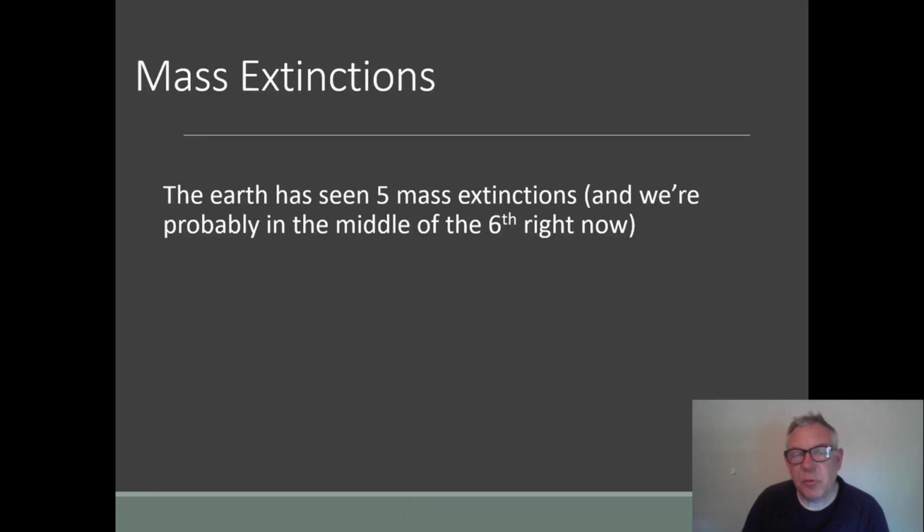Okay, one of the last sort of interesting things to talk about as far as the history of life on Earth are mass extinctions. From the fossil record, we can see 5 mass extinctions where large numbers of organisms died off. And we are very likely in the middle of the 6th mass extinction right now. If you look at the rate at which we're losing species today, it is as high or higher than what we can estimate from the fossil record.